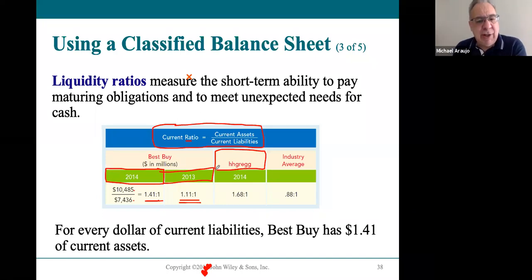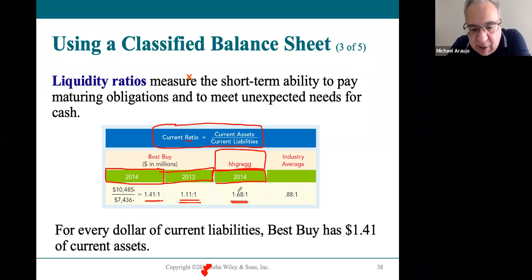So H.H. Gregg is basically, looks like a Best Buy, except it has a different name on it. Right? You walk in, you look around, you'll see the same things you would in a Best Buy. So it's a competitor nationally with Best Buy. And their numbers for 2014 show its current ratio is 1.68 to 1.